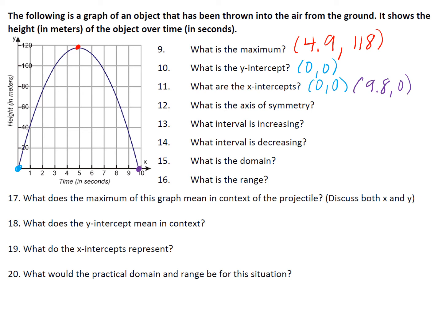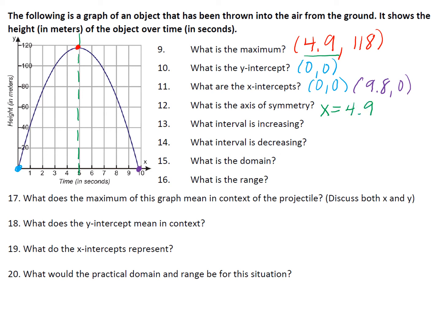The axis of symmetry, so this goes back to Unit 7. Remember, your axis of symmetry is the line that cuts your parabola in half, and it always goes through the vertex. So I'm going to sketch this here as best I can. And so it's a vertical line, so its equation is x equals, and again it's the x coordinate of the vertex, so 4.9.